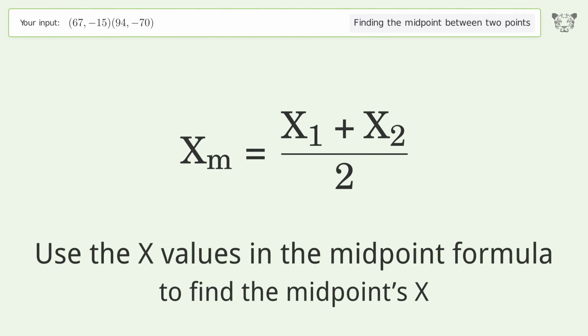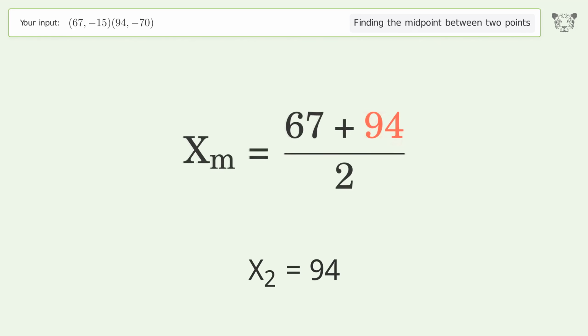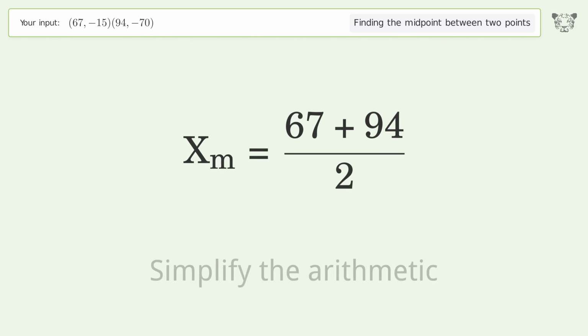Use the x values in the midpoint formula to find the midpoint's x. x1 equals 67. x2 equals 94. Simplify the arithmetic.